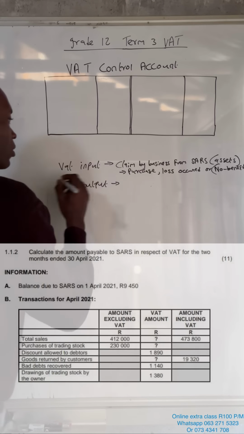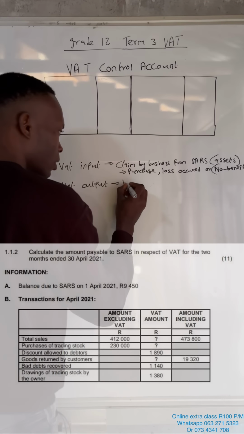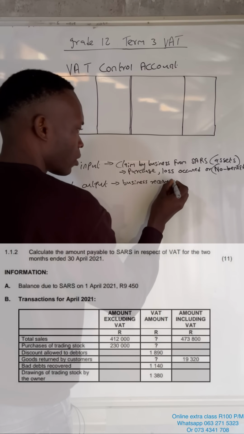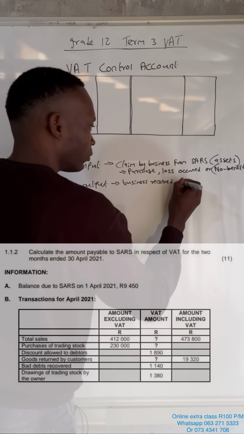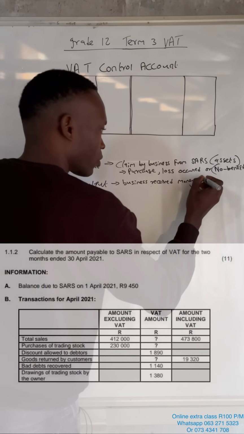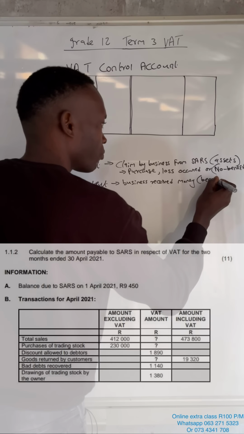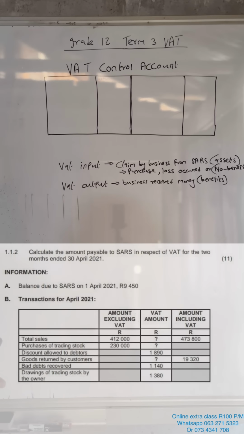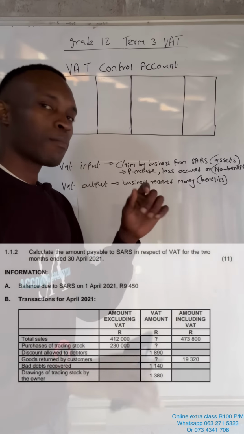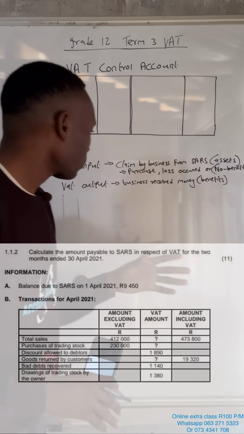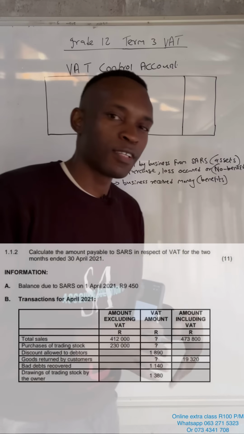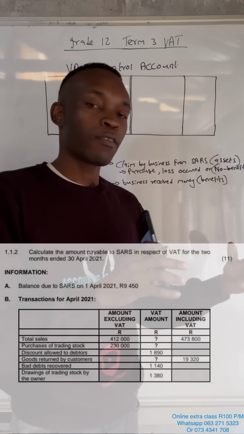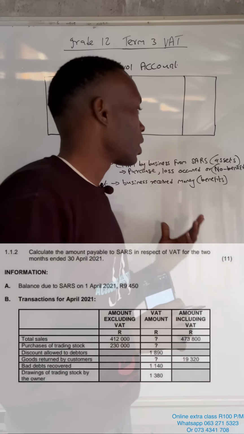So VAT output, guys, this is the cash that we have collected because we have received something as a business. This happens when the business received money or the business has benefited. So the difference between these two is that with input, the business didn't benefit anything. With output, the business has benefited. If you benefited, guys, of course you must give SARS 15%. That's what the rules say.